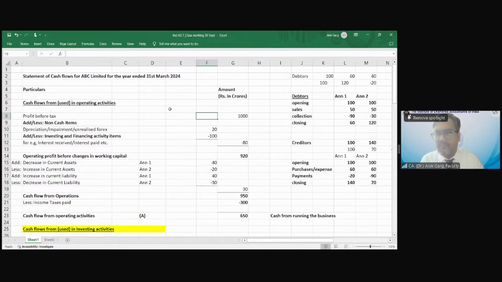Correct? Right, sir. So when you have to arrive at how much cash you have earned from your business, have you earned 50 rupees or 30 rupees? I'm talking about cash. 30 rupees during the year. And here you are finding cash. So don't you think a 20 rupee adjustment is required? Because you started with profit before tax. In profit before tax, the credit sales of 50 rupees is sitting, out of which 30 rupees has been received. Don't you think a 20 rupee adjustment is required?